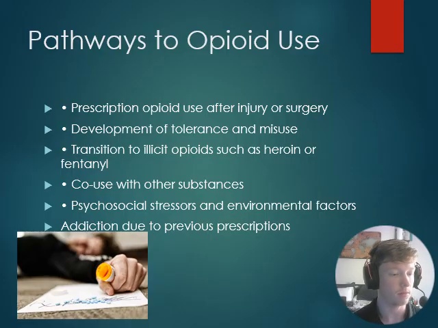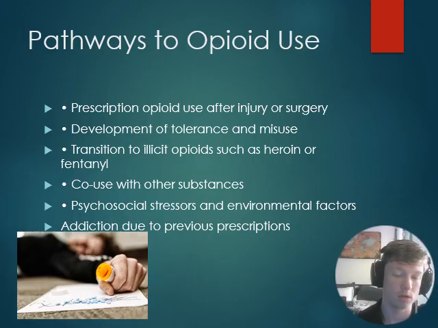Transitioning to illicit opioids such as heroin or fentanyl, again, that kind of ties into that first bullet of people who use prescription opioids after injury or surgery. Again, like I said, these people who use these prescription opioids are people who genuinely, they just got hurt. They had a major injury and now are having to begin the recovery process, and instead of them being in pain for months and months and months, they're given these medications.